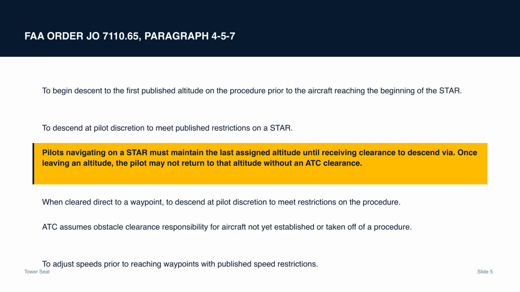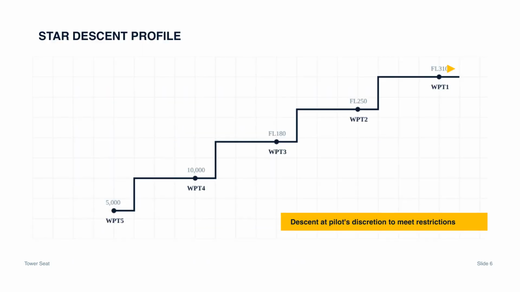Now the question that gets pilots into trouble: what's the actual cleared altitude? If the controller transmits an altitude, descend via the arrival to flight level 240, that's the floor. Flight level 240, clean.